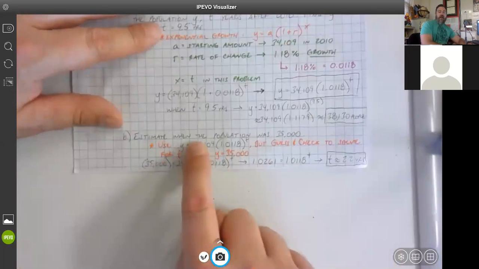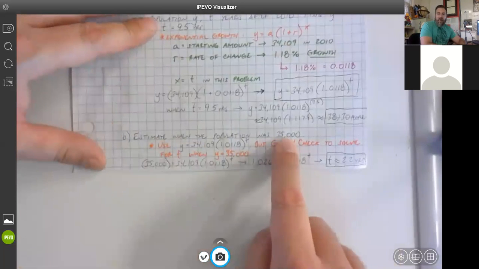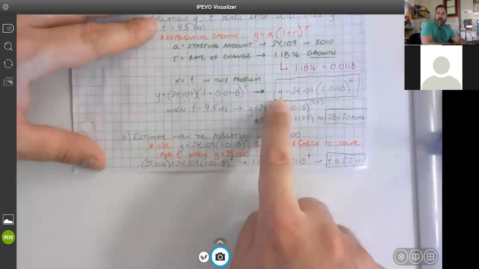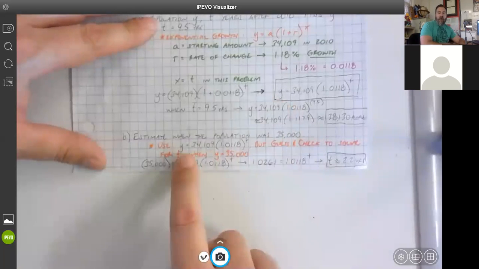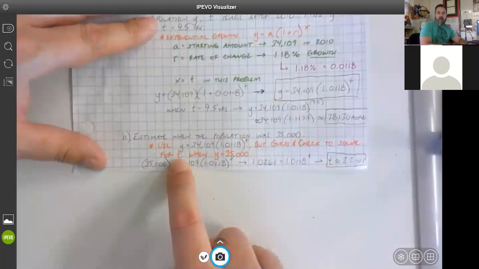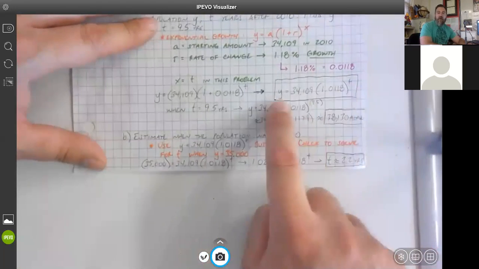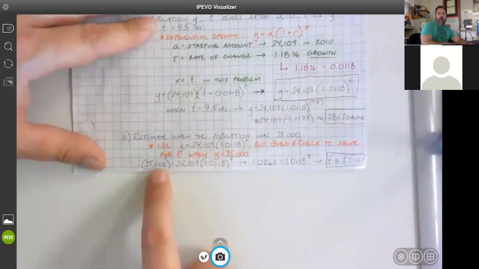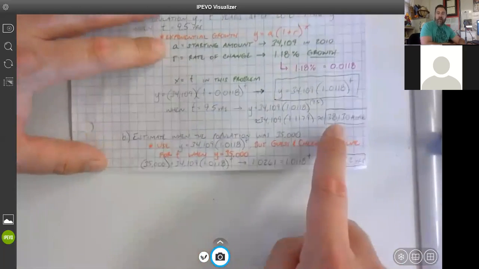So here they give us the other variable. Estimate when the population was 35,000. In other words, 35,000 is going to be Y. That is going to be the population that we're searching. What we're solving for is T, or the exponent in this case: how much time passed before I got to 35,000 people. So this is what I would write in there. And this is typically how these word problems will go. Here's one variable, solve for the other.